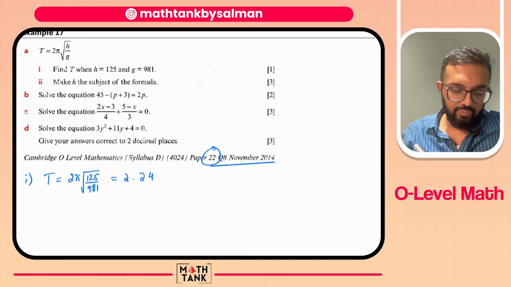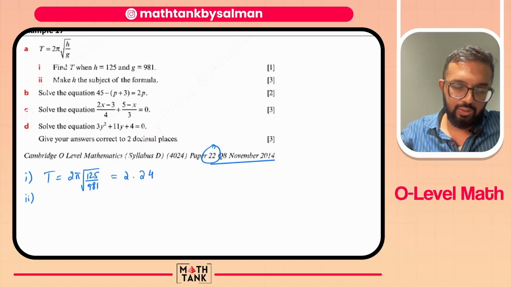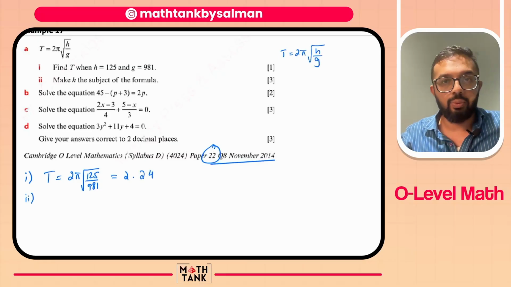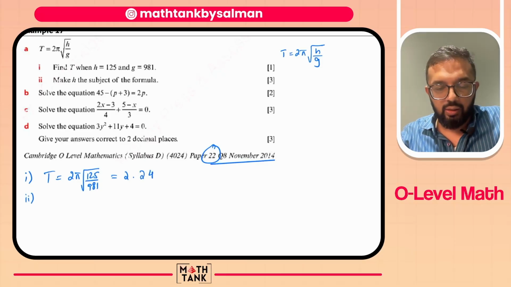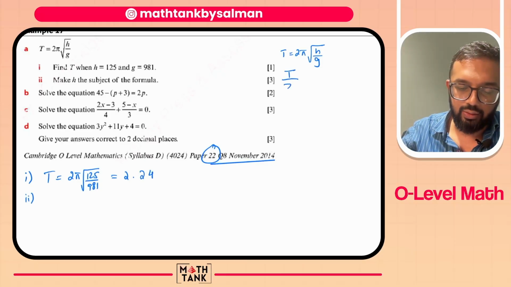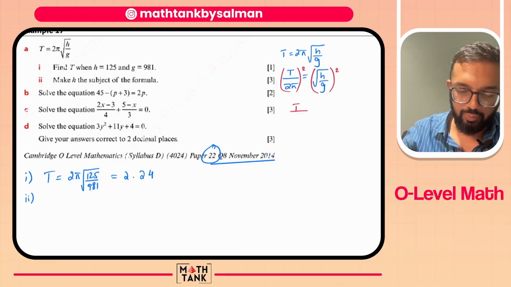Make h the subject of the formula. Now it gets a little different. Let's try to do this here. t equals 2 pi root of h over g. So what you do first is you remove the 2 and pi first. So 2 and pi go into the denominator on the other side, and this is t over 2 pi equals root of h over g. Now in order to pull out h from this equation, I need to get rid of the root. So that gives you t over 2 pi, squared, equals h over g.